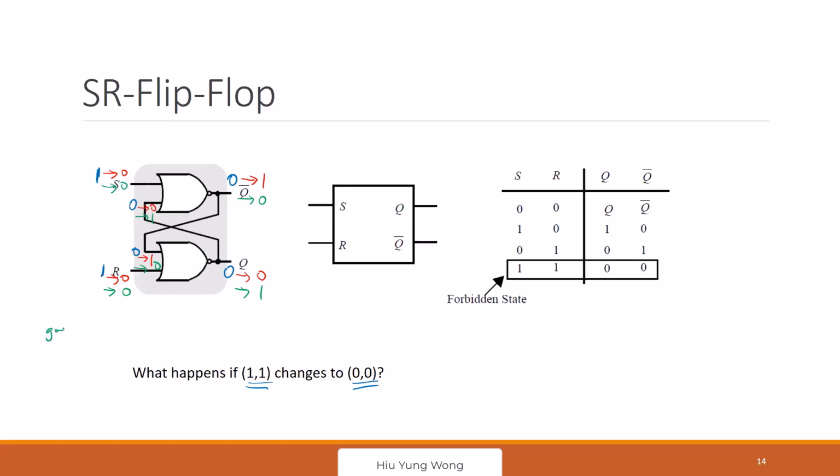So the green one is when the bottom is faster, right? And the red one is when the top is faster. So you don't know which one is faster actually, right? It all depends on the process. And in principle, ideally, if they are at the same speed, then you will have a big problem. They went to an undefined state. So that's why in a set-reset flip-flop we can never put in 1, 1. Otherwise, there will be a problem. Okay, any questions?